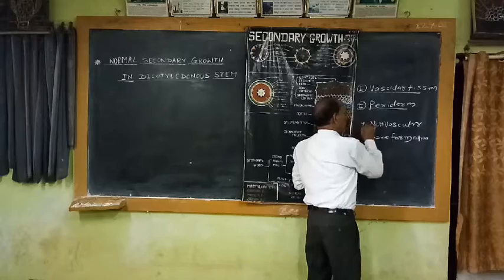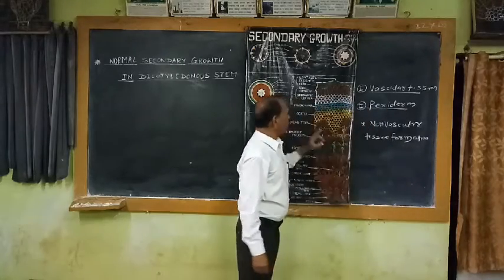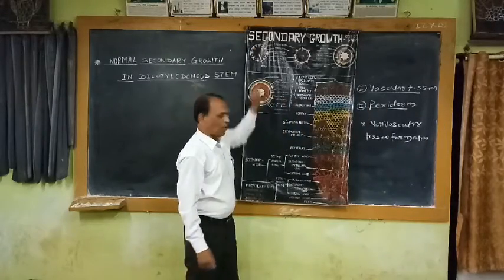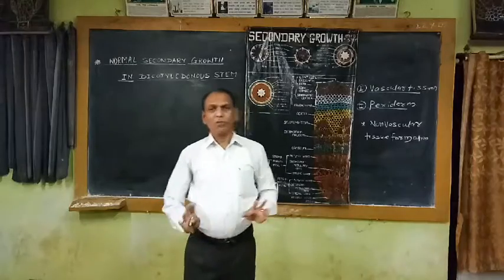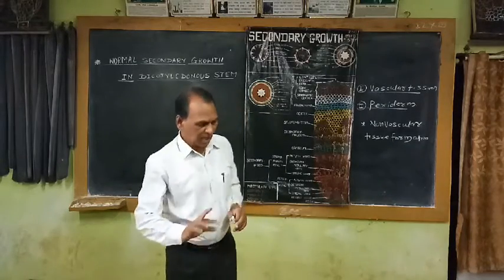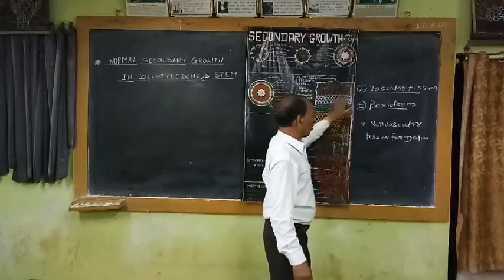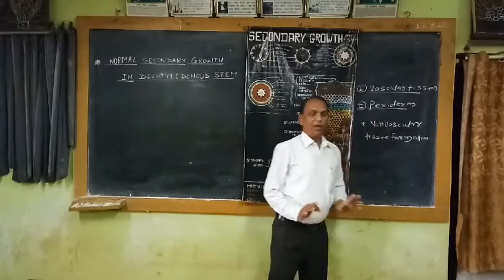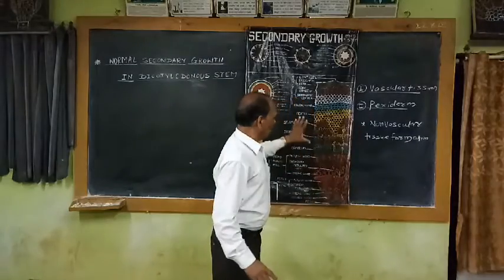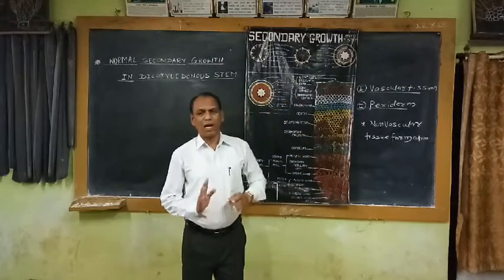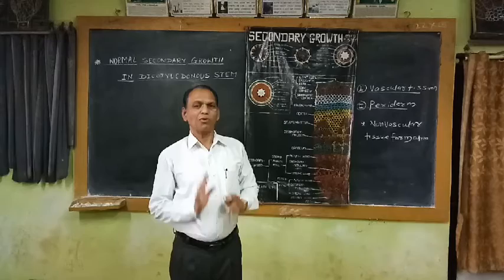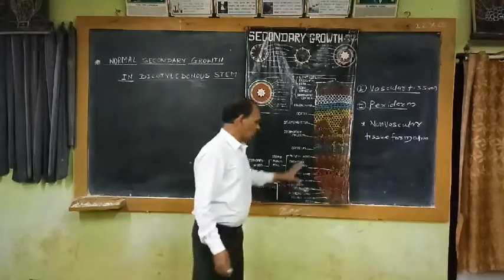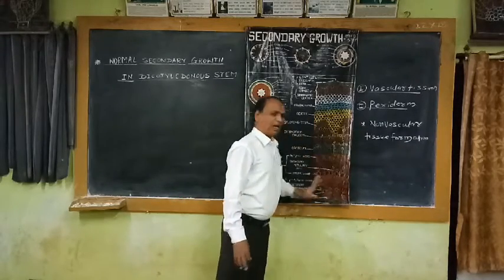Non-vascular tissue formation means periderm formation takes place due to the activity of this cork cambium. That means during the entire process of secondary growth, there are two steps: formation of vascular tissues and formation of non-vascular tissues in the form of periderm. So, if we take the transverse section of any woody plant and observe under a microscope, it shows the endoderm also.